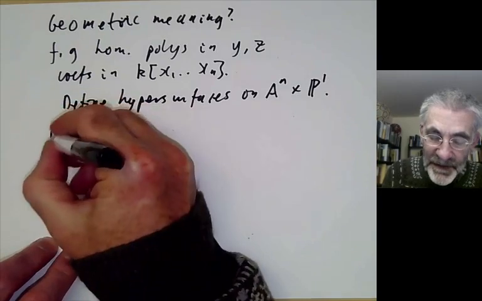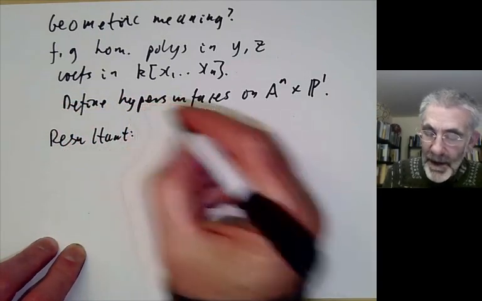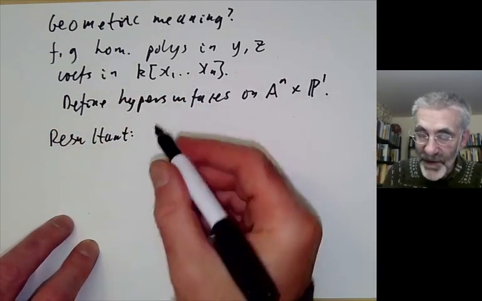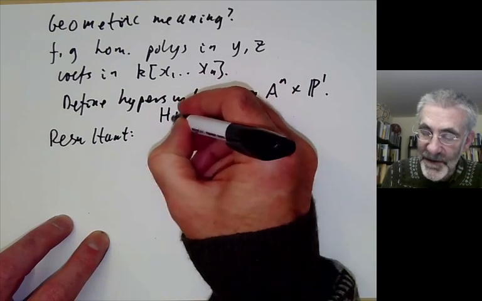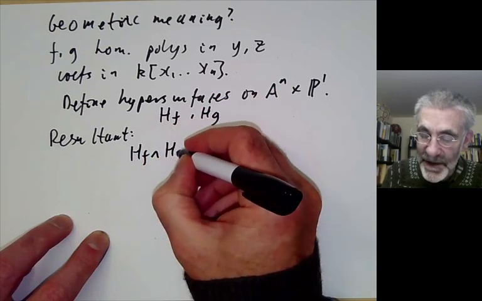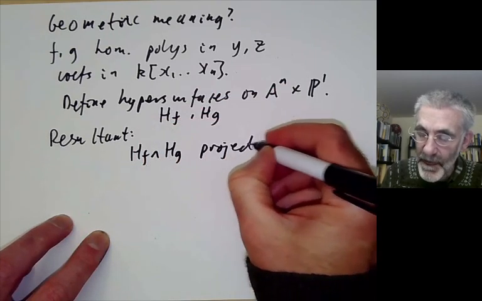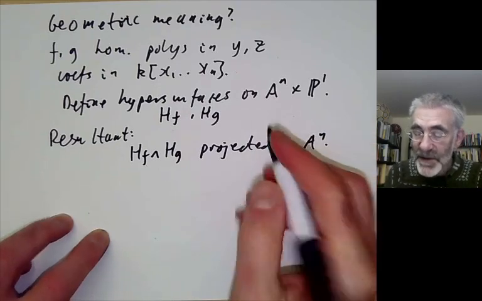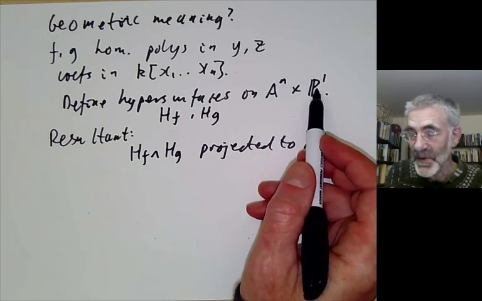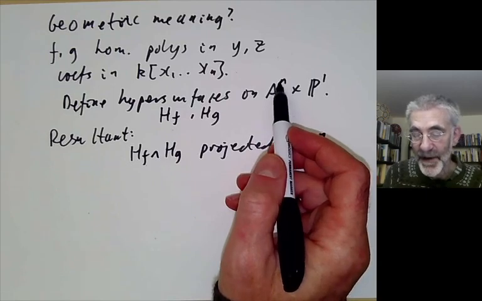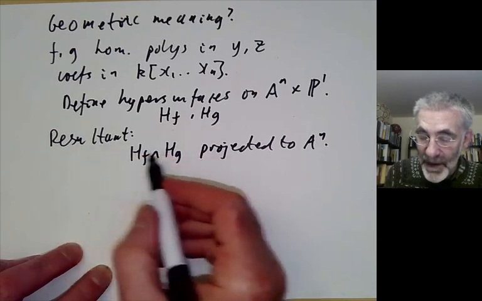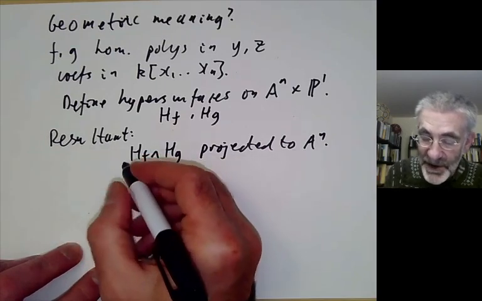And the resultant of f and g basically tells you when f and g have a common 0 in P1. And if you think about it a bit, this means that if you take the hypersurfaces HF and HG, what you're looking at is the intersection of HF and HG, and then you project it to AN. So this is what the resultant is telling you. You take the intersection of two hypersurfaces in AN times P1 and you project it to AN. And this projection is exactly the zeros of the resultant.